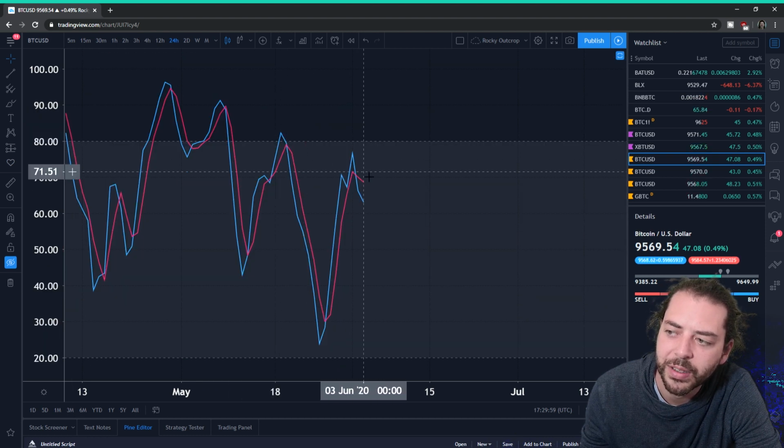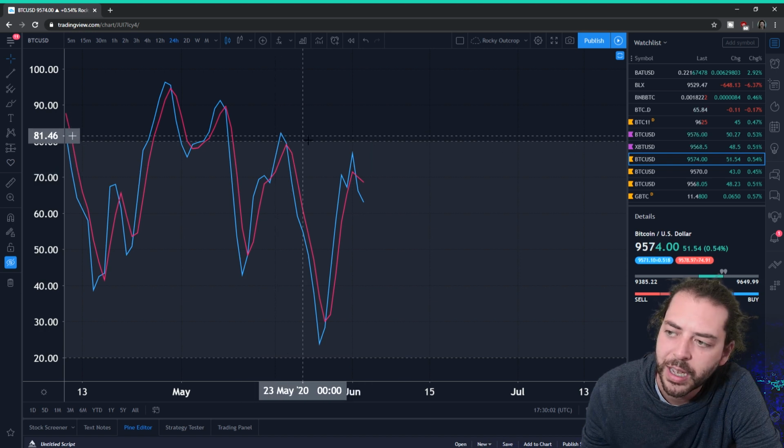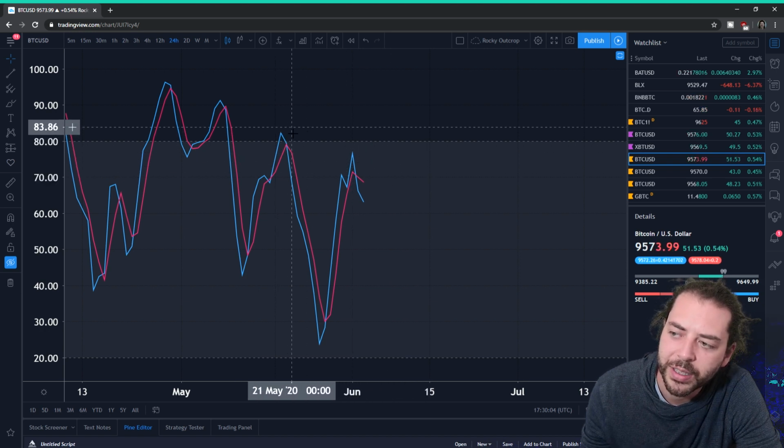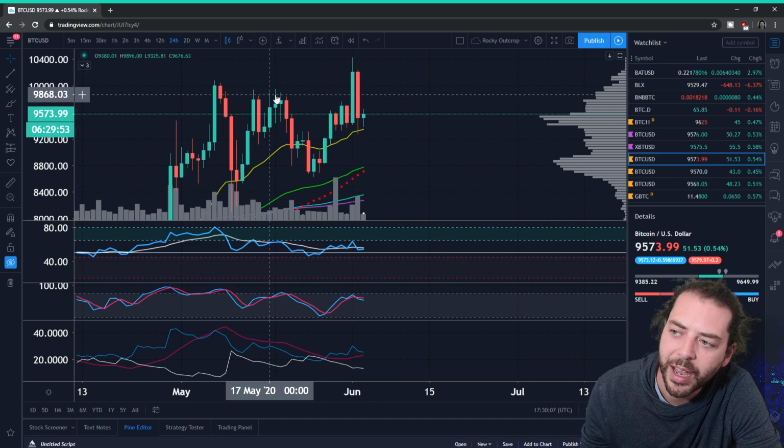Let's do the same thing over here in the stochastics. Well, that made the job much easier for us. This area versus this area. Well, this is lower than this area. Let's look, this is higher than this area.